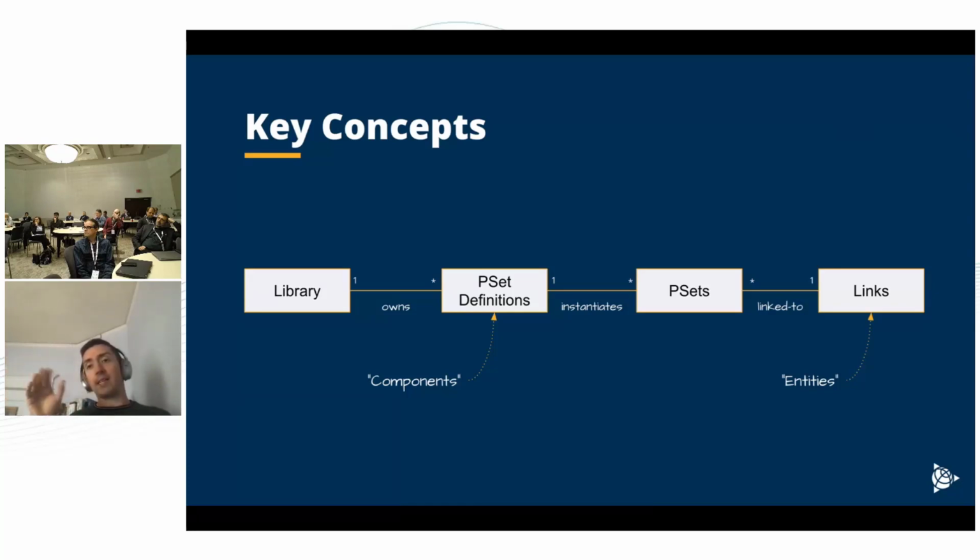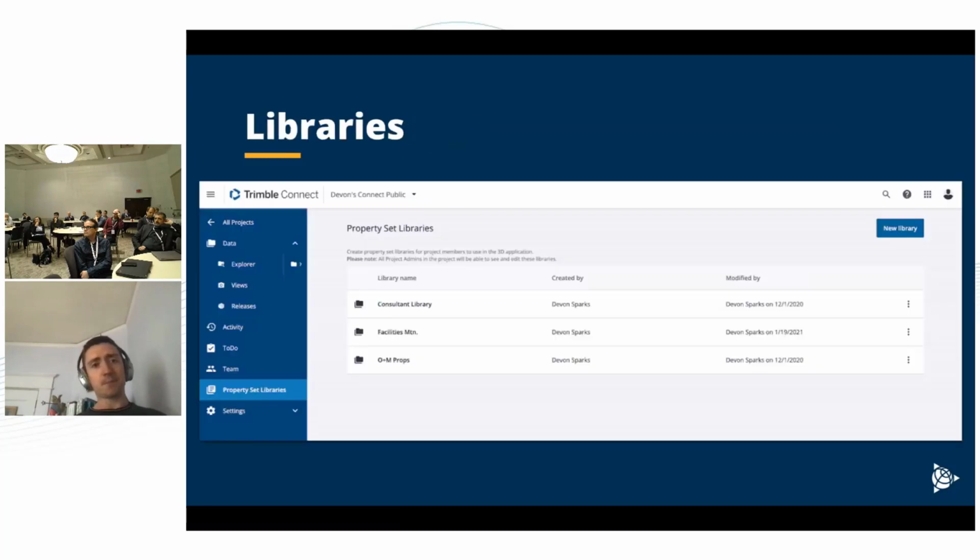What's powerful about it is that the link, all the way on the right-hand side of the screen, can be anything. It could be a URI, it could reference a QR code, it could be an IFC GUID. The system really doesn't care what you use as your identifier. And if you cut out the library part, the PSET definition, PSETs, and links are equivalent to the incidence matrix I showed on the first slide. So at its core, the Trimble property set service is an entity component system.